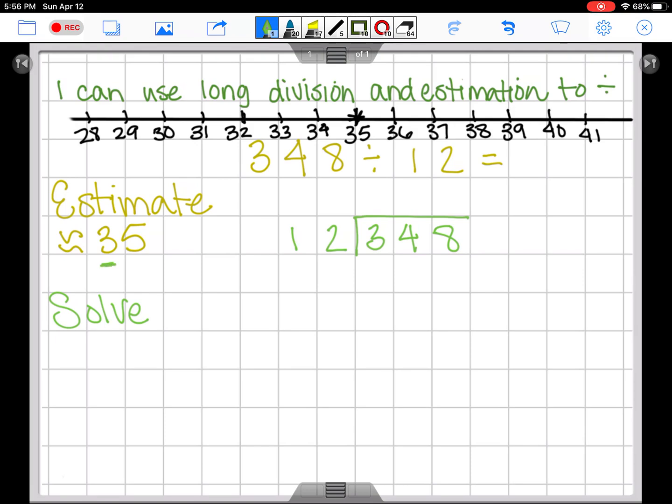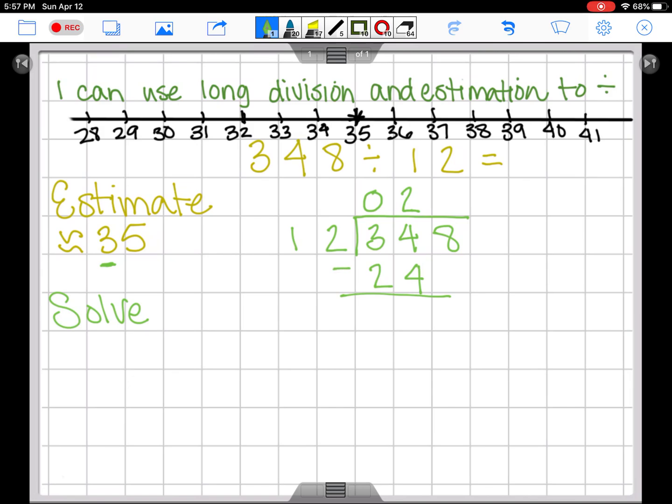About how many times can 12 fit into 34? Well, I know it's got to be close to this number 3 here. If I check that, 12 times 3 is going to equal 36. 36 is too big, so that tells me right away I can probably pretty safely go with 2. Let's try that. We'll put a 2 right there. Remember, I didn't put it here because 12 cannot fit into 3. So 2 times 2 is 4. 2 times 1 is 2.